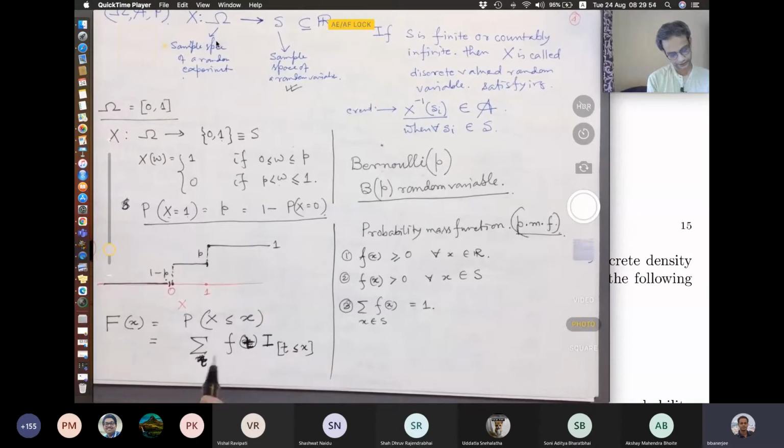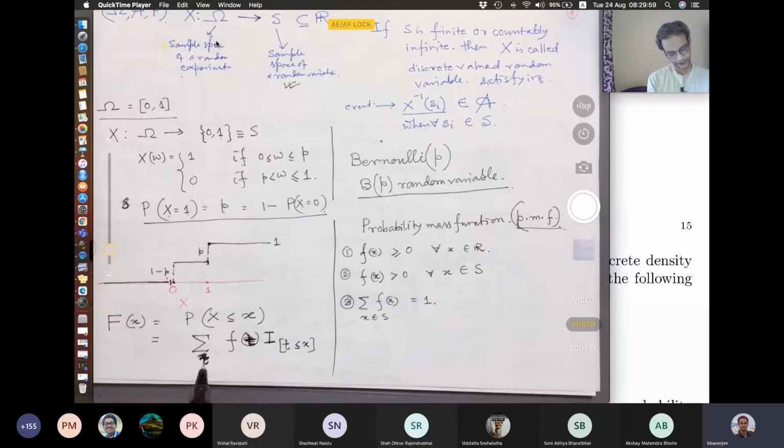So what does it mean? You can take any value t and compute the value of f(t), and this is an indicator function. An indicator function can take value either 0 or 1. So if this condition is satisfied, it will take value 1, otherwise 0.